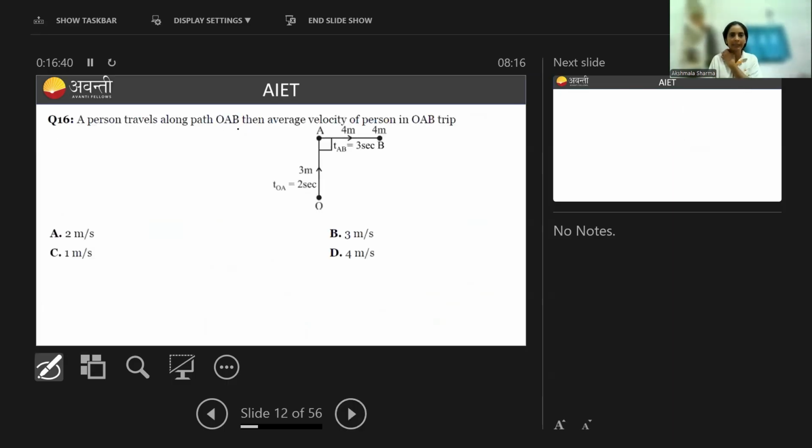A person travels along path OAB. Then what is the average velocity of the person in the OAB trip? So average velocity क्या होता है? That is displacement by time. So here displacement will be this. This is 3, this is 4, this will become 5. And this it covered in 2 seconds, this in 3 seconds. So overall in 5 seconds. So average velocity क्या लिखोगे आप? Average velocity is equal to total displacement by total time. So that is your 1 meter per second. So the correct answer will be 1 meter per second.